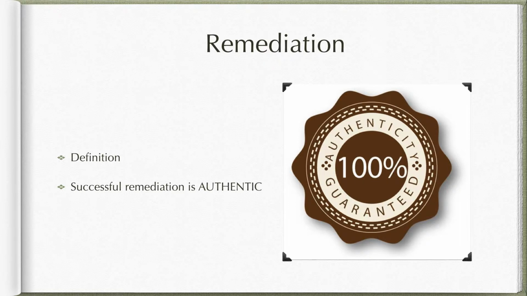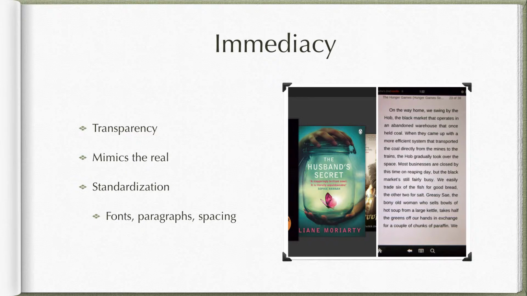Basically, what Bolter and Grusin are saying is that remediation is taking a media that already exists and reproducing or recontextualizing it to make it better. For example, remediating a physical book into a Kindle or Nook. In order for remediated media to be successful, it must be authentic. Immediacy, or transparency, is an indicator of how authentic the new media is, how well it fools our brains into believing what we are experiencing is real.